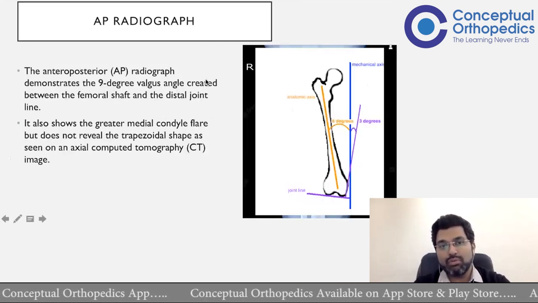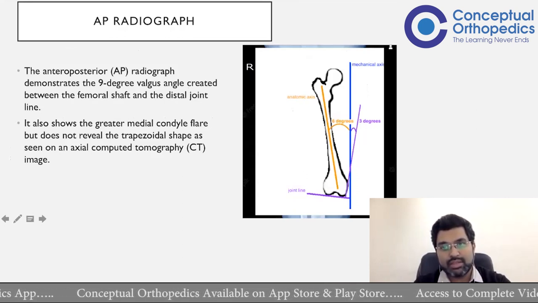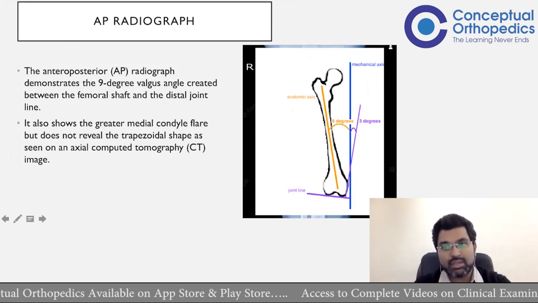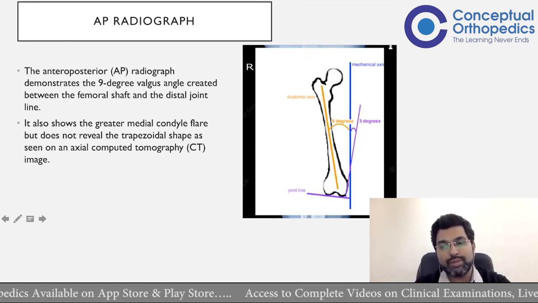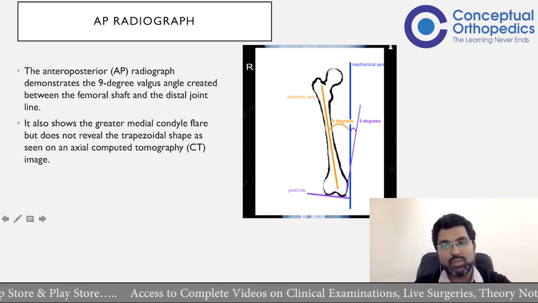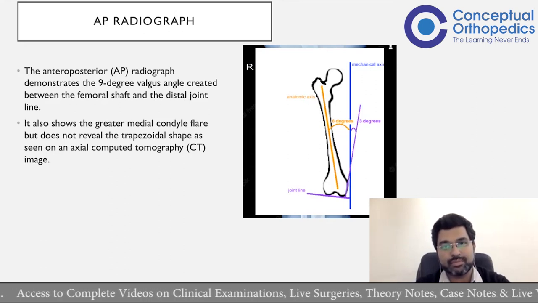As we know, on the AP radiograph, there is a 6-degree valgus angle of the distal femur, plus the joint line is also in a bit of varus of 3 degrees. So this is what you should know about distal femur anatomy.